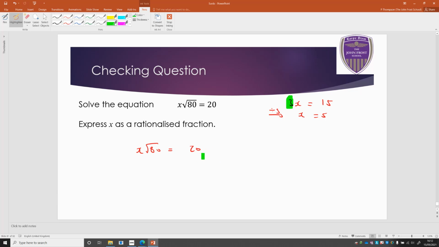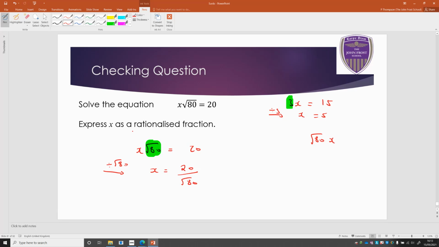Now, I know in this case, this means x times root 80. So I know it's back to front, right? But this is still a coefficient here, okay? People don't generally write the root 80 in front. It just doesn't look great. So obviously now, if you're dividing by 3 in the earlier case, here you just divide by root 80. So x is going to be 20 over root 80.